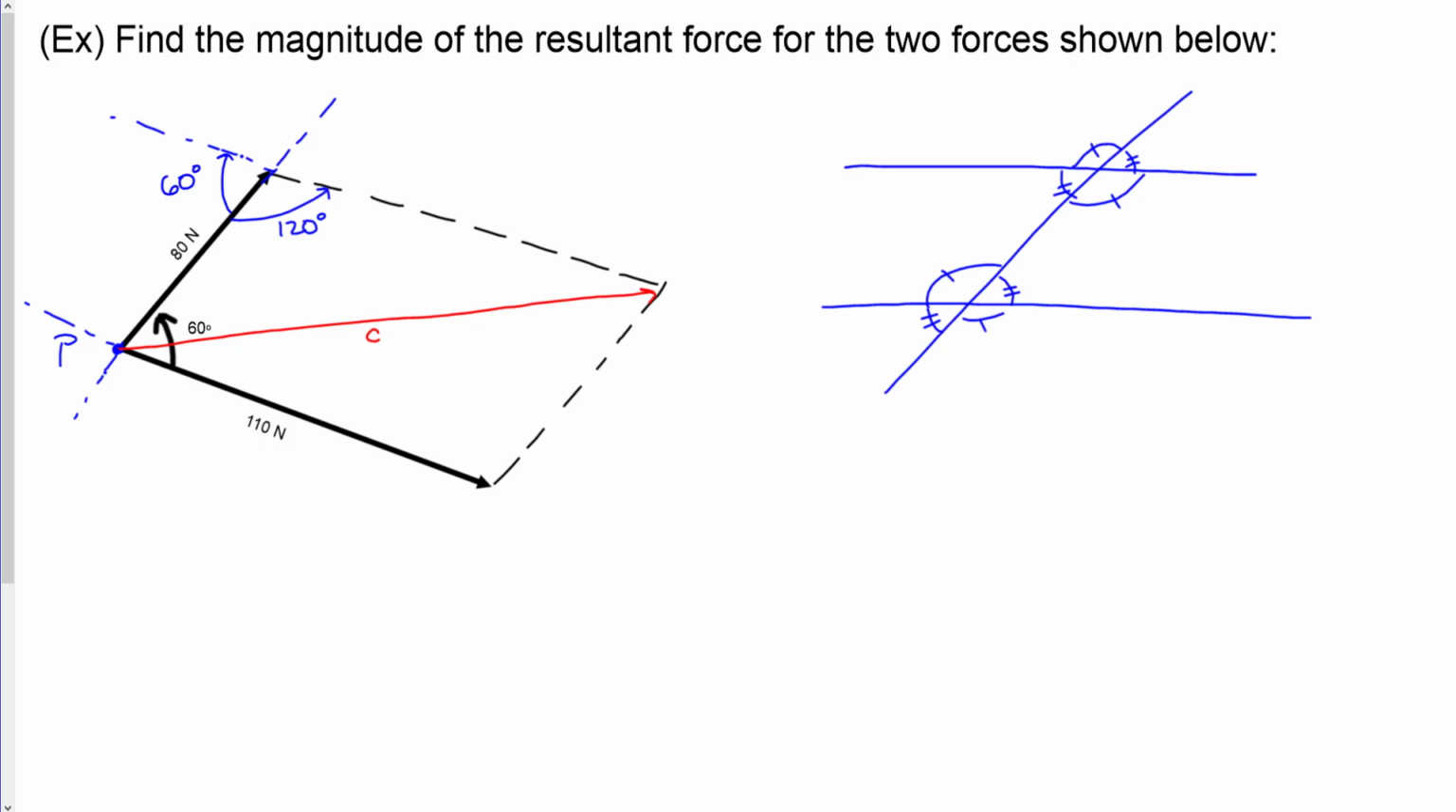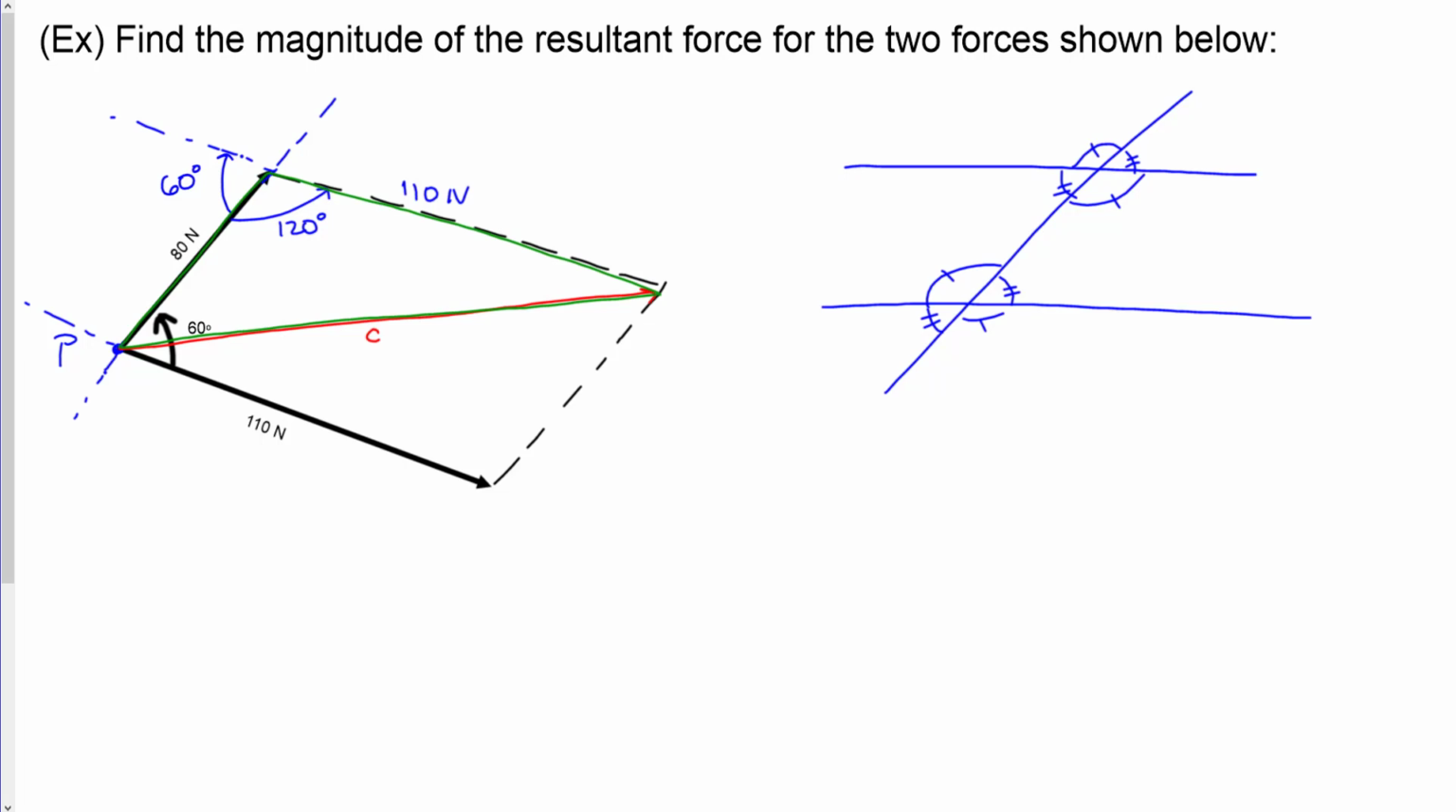Now, since we know that, we have basically one triangle that I'm looking at right now. This is my triangle. I'm going to color it in green, just so you know the triangle I'm referring to. So I know one side of the triangle is 80 newtons. I know an angle measure inside that triangle. And I also technically know this side over here is also 110 newtons because it's parallel and so it's equal in length to the opposite side.